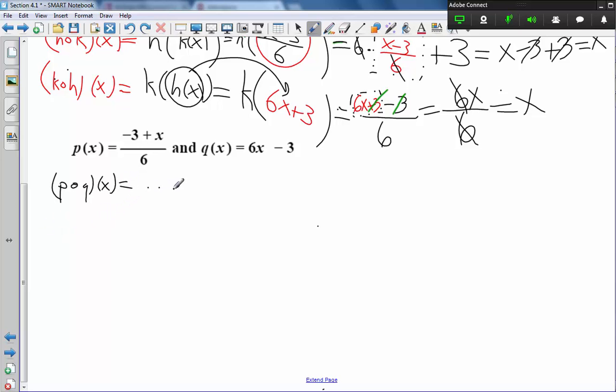You just compose P of Q and tell me what you get on there. Did you get x? If you did, I will call them inverse. What did you get? No? Anyone?